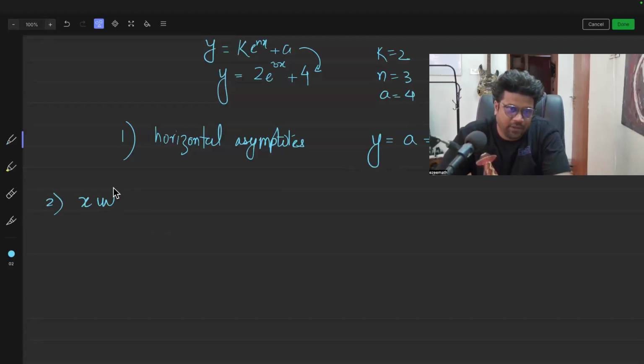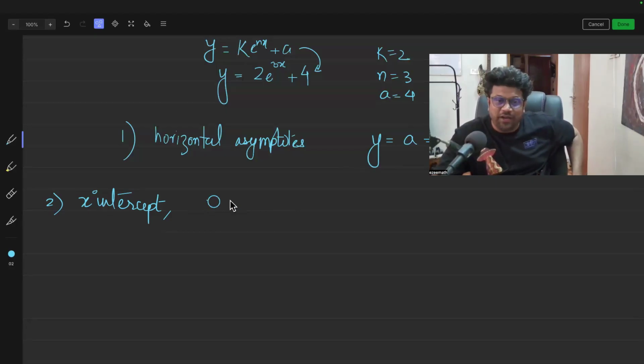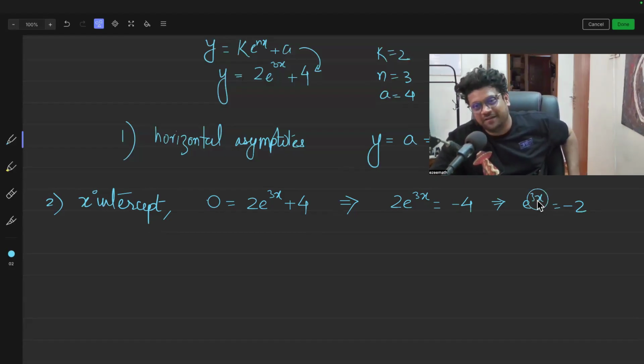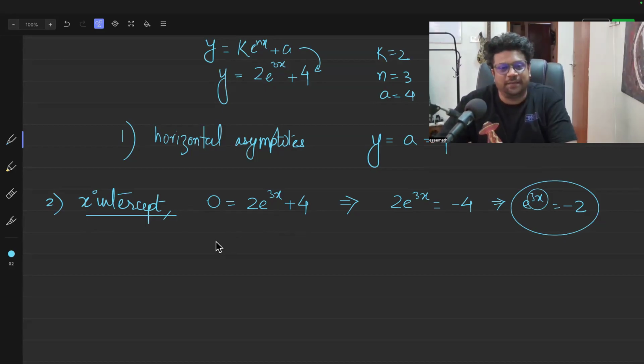Now, second point. It's about the x-intercept. Remember, whenever you want to spot the x-intercept of a curve, you're supposed to substitute y equal to 0 into the equation and solve for x. In this case, 2e to the power of 3x comes out to be minus 4. E to the power of 3x comes out to be minus 2. Well, there is no x which can satisfy this equation. E to the power of 3x can never be negative 2, whatever the value of x. In a way, there is no x-intercept for this particular curve.